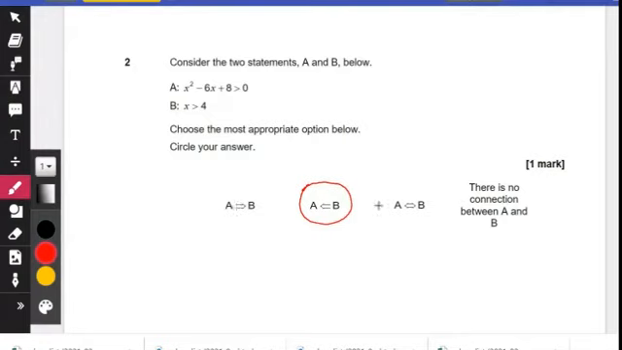And just to check if it points to B, well, the solutions for this factorizes to x minus 2, x minus 4 is greater than 0. And by drawing a little graph, we can see that either x is greater than 4 or x is less than 2. Using A's statement, that can tell us many different things. That can tell us that x is greater than 4, but it can also tell us that x is less than 2. So it's not going to imply B. But B definitely would imply A.